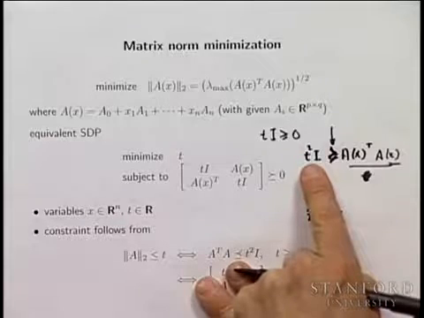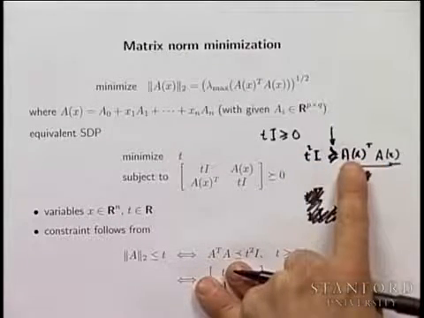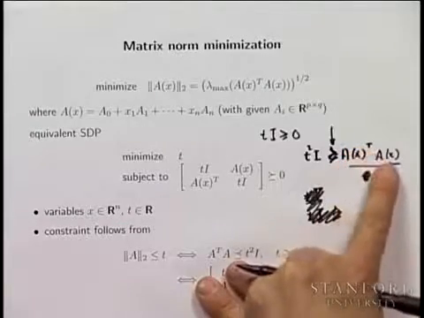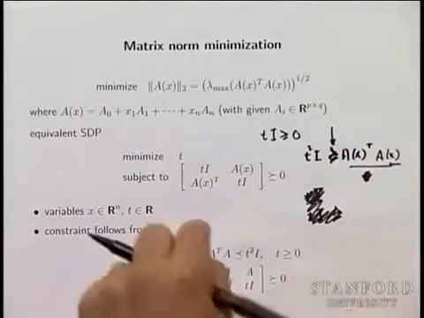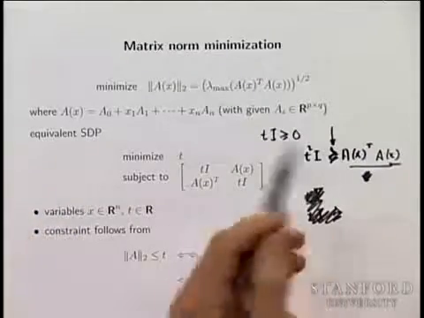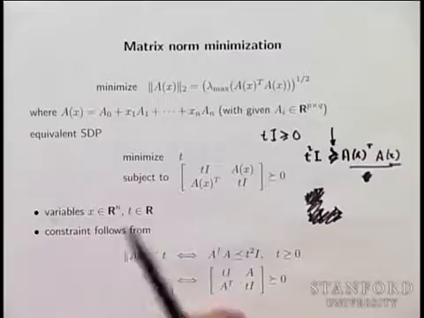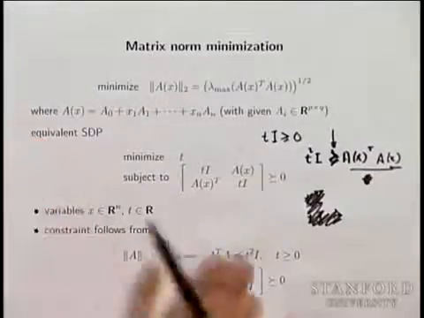That means the maximum eigenvalue of this matrix is less than t squared. But the maximum eigenvalue of A(x) transpose A(x) is the maximum singular value of A squared. And you take square roots and you're back to this thing. So that's the embedding. You'll see more of this. I just wanted you to see it now.